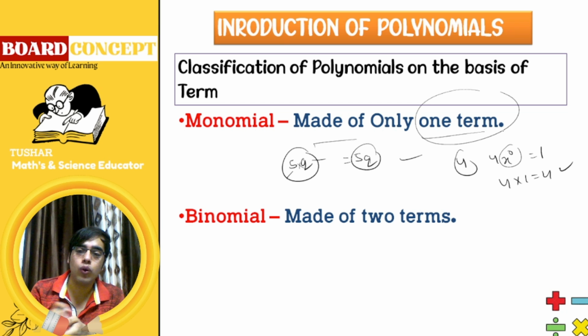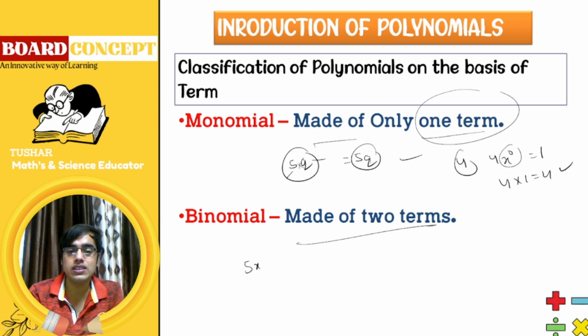Single numeric value, a constant term with no variable. Okay, student. Now another one is binomial. A binomial is a polynomial that is made up of only two terms. For example, 5x square plus 2x. This is a polynomial, but it is made up of only two terms.